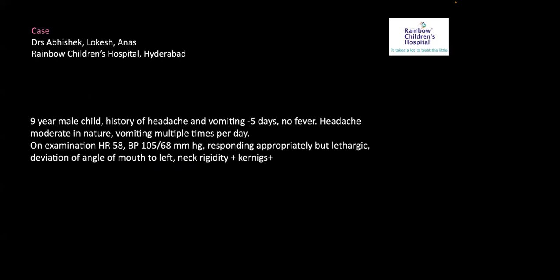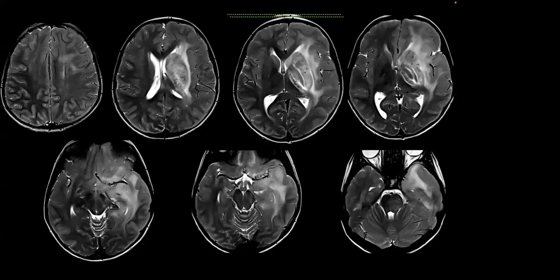I have 2 follow-up cases which were discussed during the last meeting. I'll quickly just go through them. I don't think anyone from Rainbow Banjara is here, but this was a 9-year-old male child with a history of headaches for 5 days, and no other significant findings. There was also associated vomiting. On examination, there was a positive chronic sign, neck rigidity, and deviation of the angle of the mouth to the left.